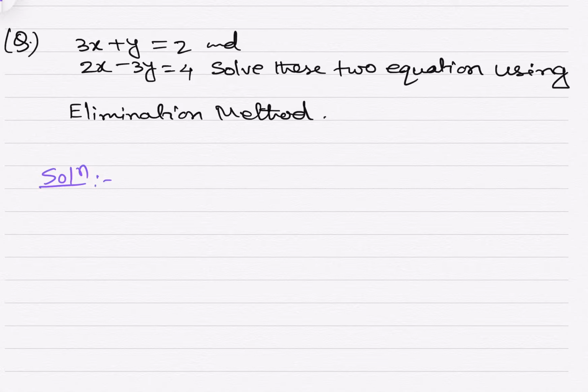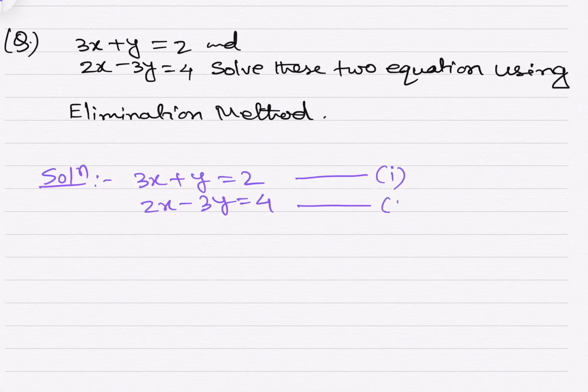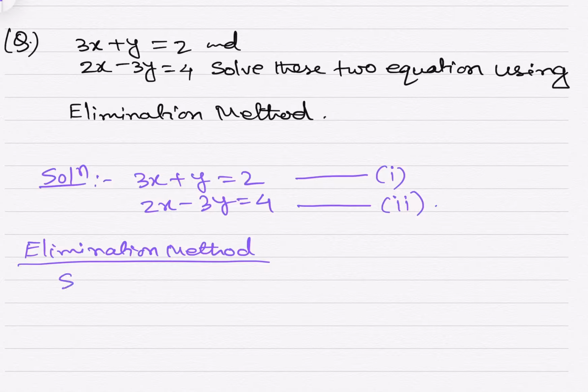So the first equation is 3x plus y equals 2 and the second one is 2x minus 3y equals 4. This equation is named equation 1 and the second one is equation 2. So now we see that in our elimination method, step 1 will be here.